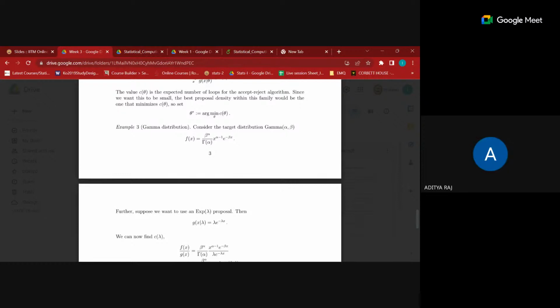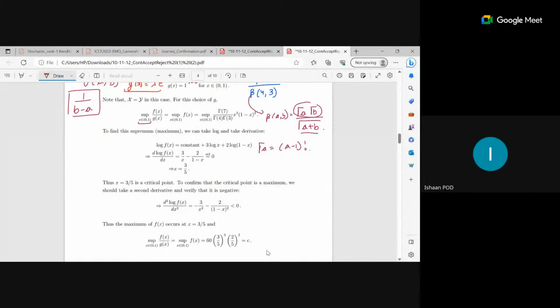Sir, please explain by taking some example how to know which proposal will be good. Please, sir, can you explain briefly? Okay, so do you know what is the support for the gamma distribution, with alpha, beta? What values can your x take? Any real number greater than 0. So for your gamma distribution, your x can take all values from 0 to infinity, right?